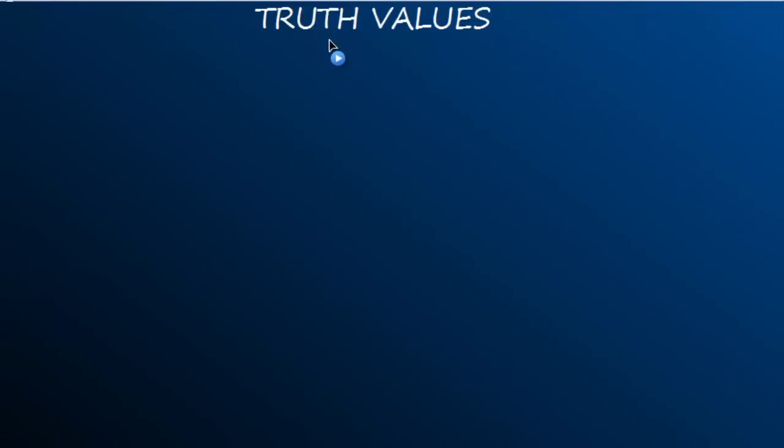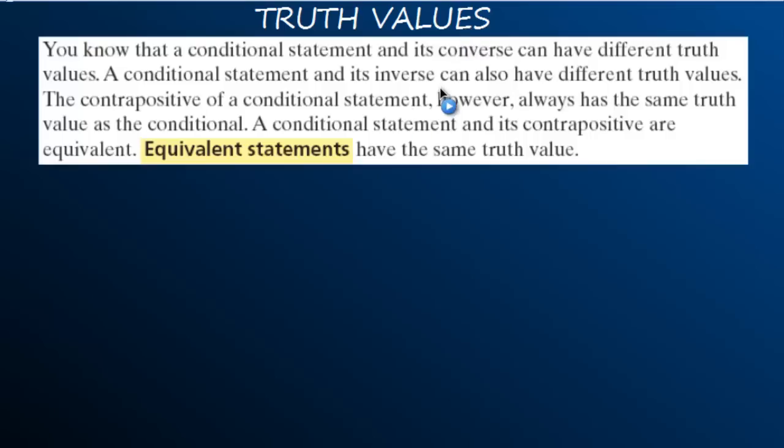Now, we spent a lot of time talking about truth value, so we want to talk about that again. Just as a review, remember, a conditional and the converse can have different truth values. So just because you have a true conditional does not mean you're going to have a true converse. And when we're talking about inverses and contrapositives, there's some things we need to know as well. A conditional statement and its inverse also can have different truth values. So while the conditional may be true, the inverse may not be true.